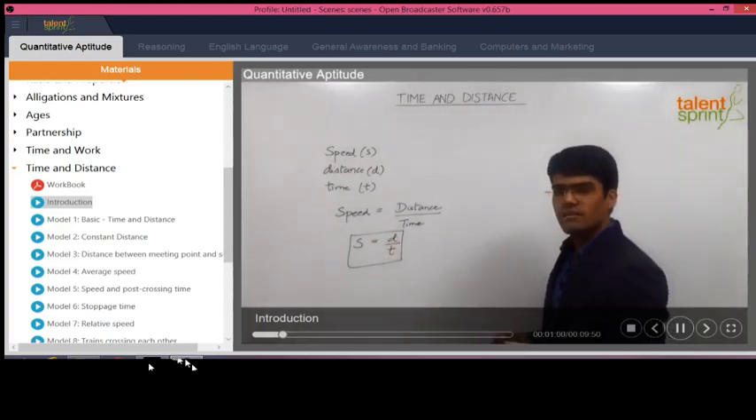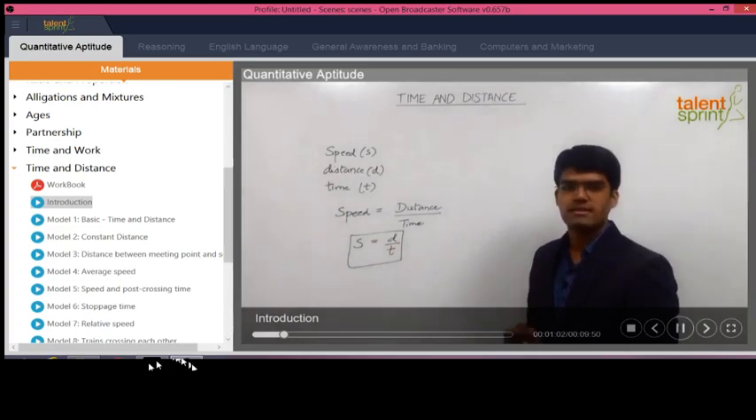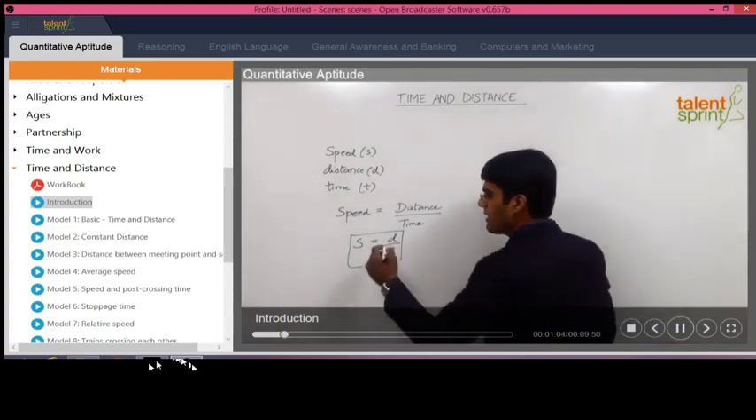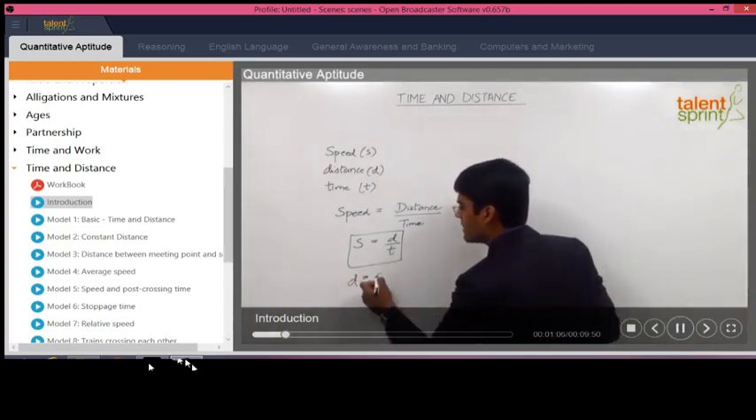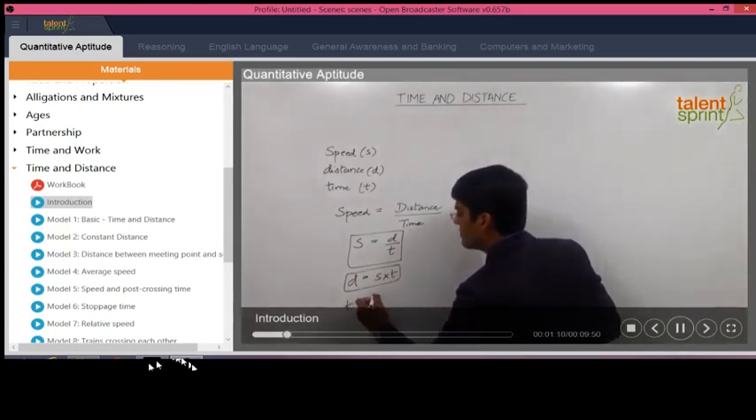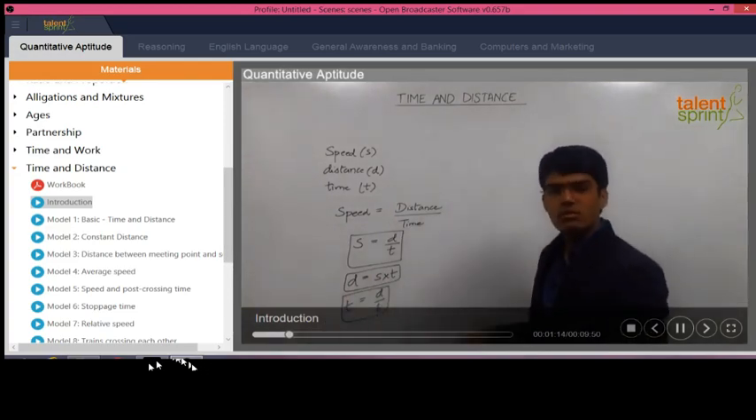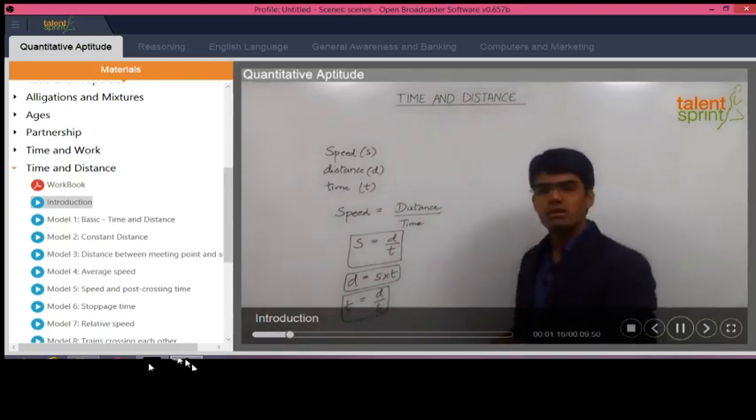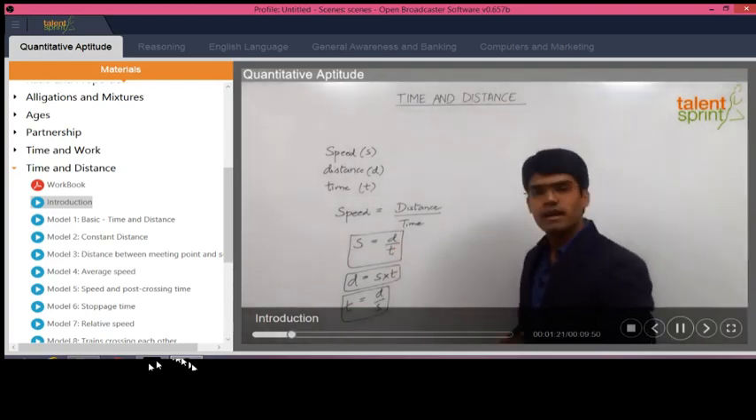From this equation, we can have two more equations, one for distance, the other one for time. For example, from this we can say that distance will be equal to speed into time, and also time is equal to distance by speed. So out of these three variables, any two will be given to us, and we are supposed to find out the third one. So we can use any one of these equations accordingly and try to get the answer.